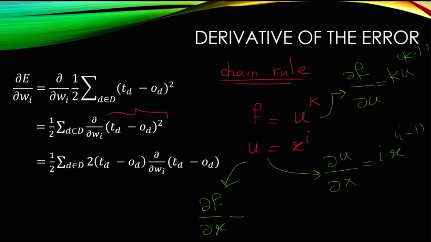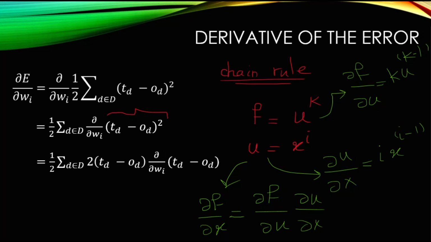Now, the chain rule says f is a function of u, right? Yes, it is. So first define or compute the partial derivative of f with respect to u that we have computed up here. Multiply that by the partial derivative of u with respect to x. And we've computed that here too. And multiplying these results together would give us the partial derivative of f with respect to x.